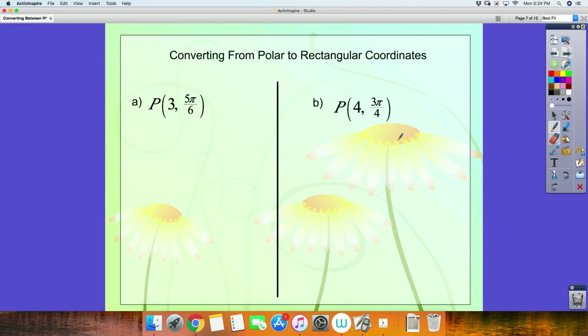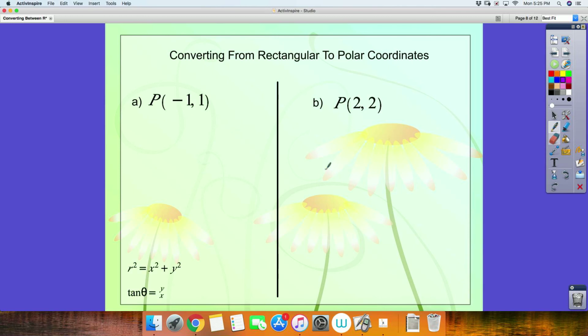So now let's go ahead and practice converting from rectangular to polar coordinates. So now we're going to go the other direction. So just like before, I'm going to draw a visual so I can kind of see what I'm looking at. So my original point is at negative 1, 1.